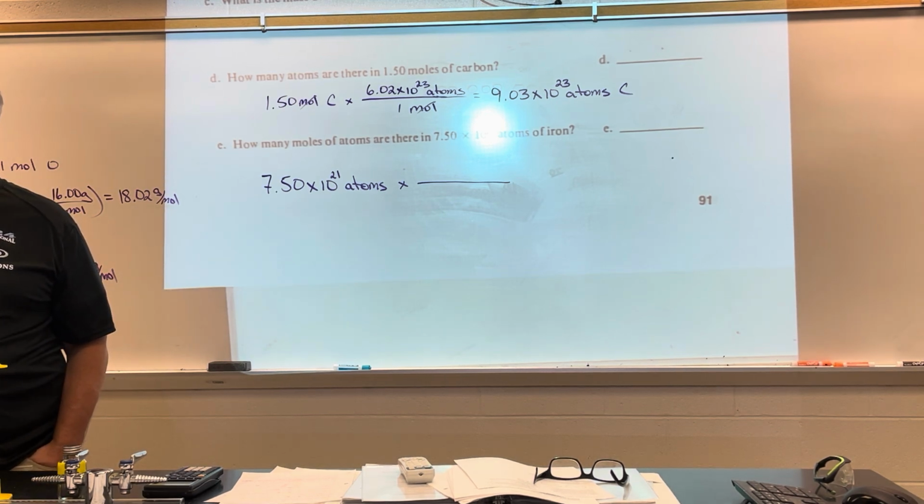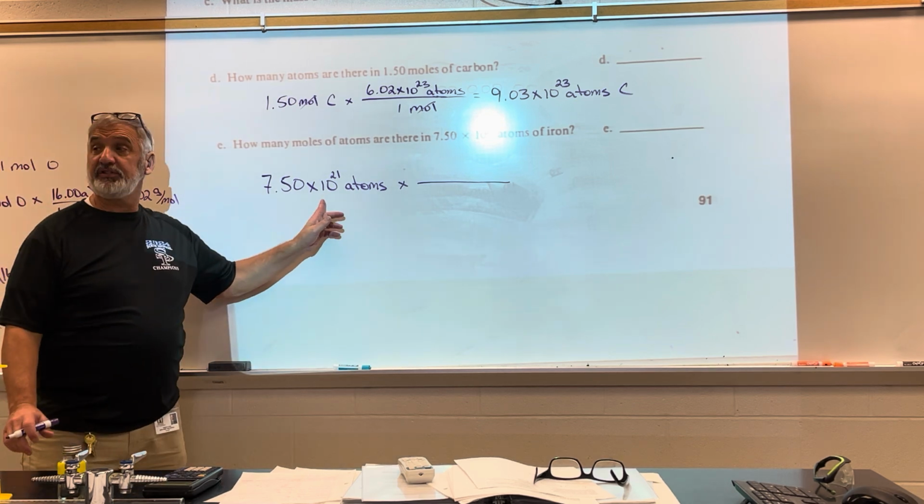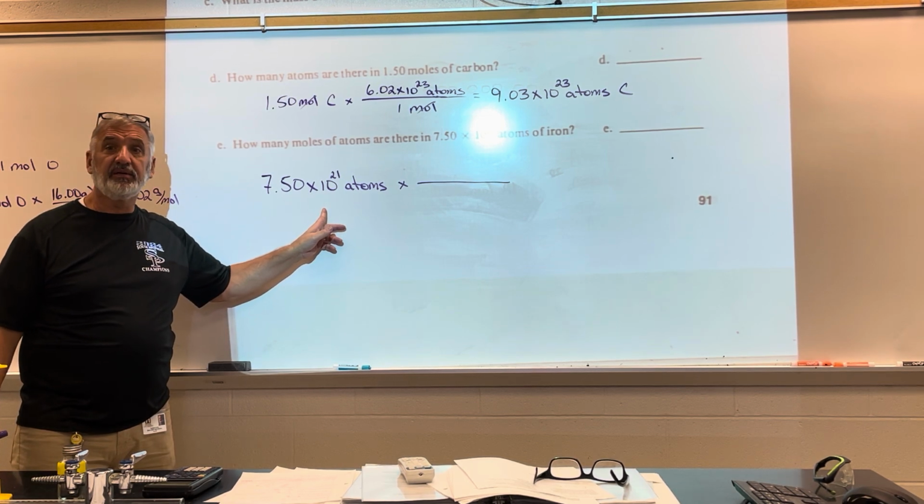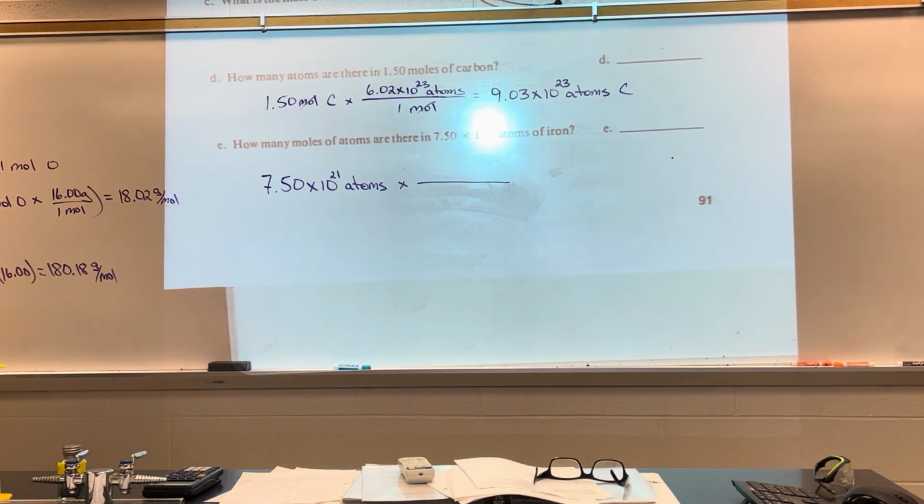And when you're doing scientific notation on your calculator, you probably want to use parentheses. Just make sure you remember how to do that.